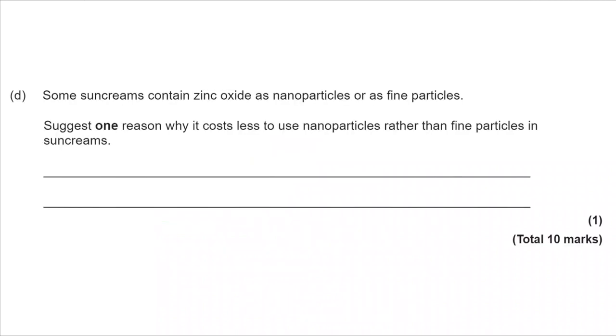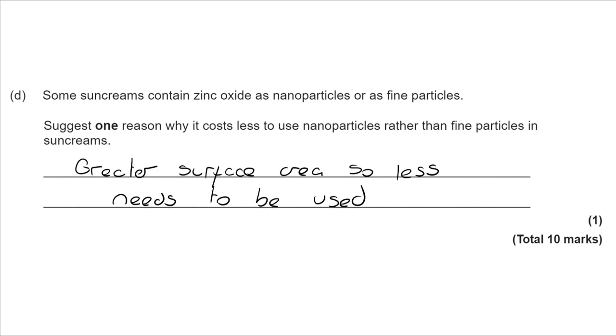And finally, we go to part D. Some sun creams contain zinc oxide as nanoparticles or as fine particles. Suggest one reason why it costs less to use nanoparticles rather than fine particles in sunscreens. Well, we relate it back to our knowledge of nanoparticles and our knowledge of rates of reaction. It has a greater surface area, so we need to use less of it.